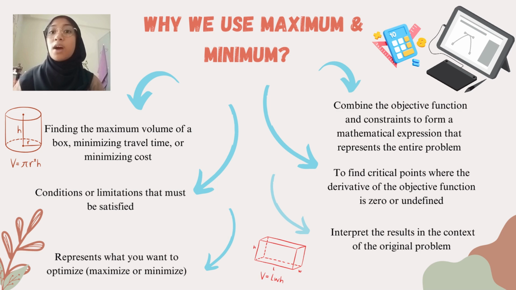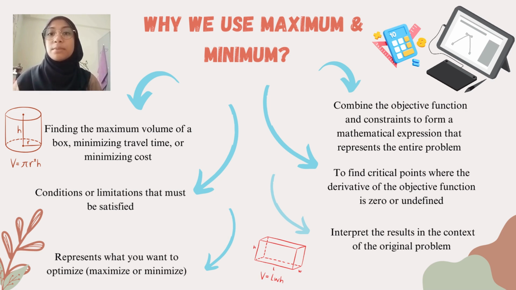Here's a breakdown of how this problem typically unfolds. Say that you are given a situation that requires maximizing or minimizing something, for example, finding the maximum volume of a box, minimizing travel time, or minimizing cost. The objective function represents what you want to optimize, maximize, or minimize. It's usually given directly or can be formulated based on the problem description. For instance, if you want to maximize volume, the volume function of the box would be your objective function.